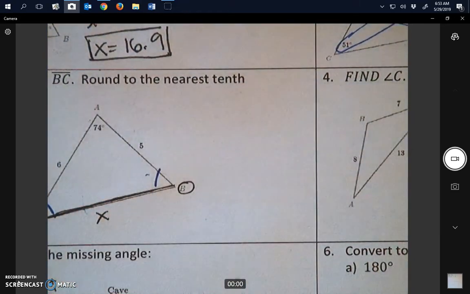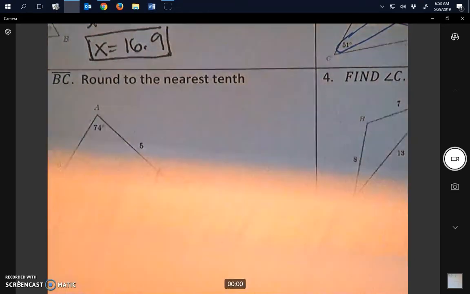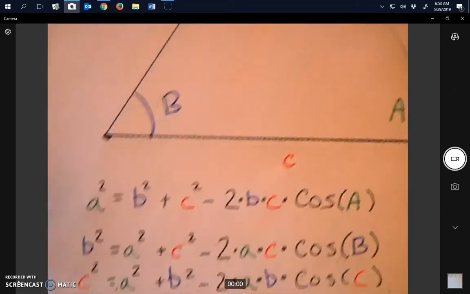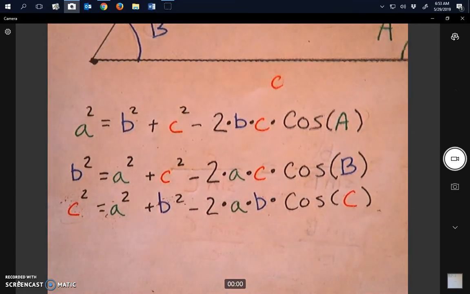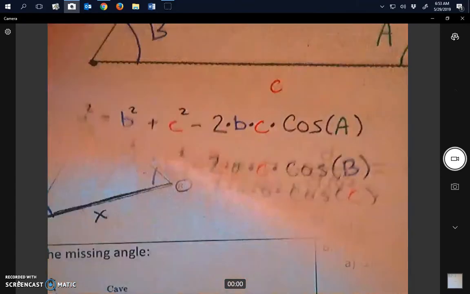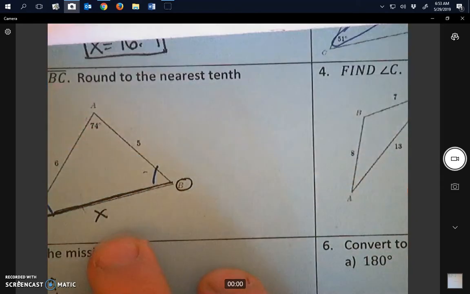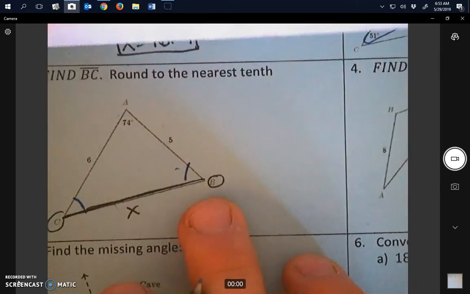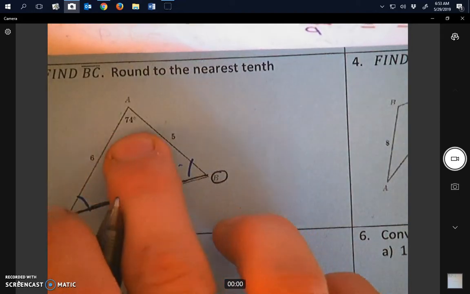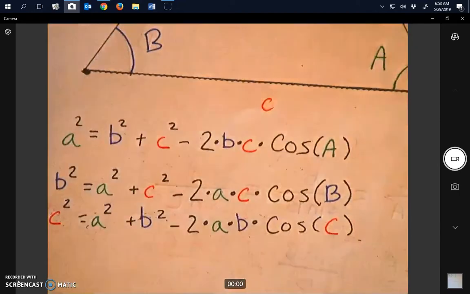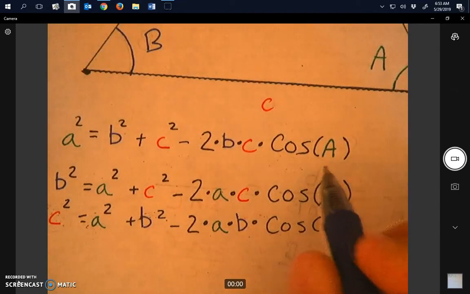When we use law of cosines, you always want to refer to this sheet. I would copy this down somewhere on your review, because you cannot use your notes on the test. So, going back to the question, we're looking for side BC, which refers to angle A. So we have angle A. So we're going to use this top one up here.